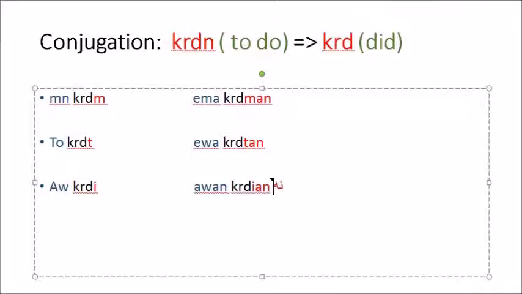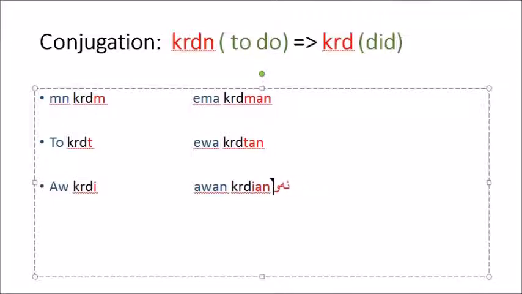Au kirdi. Actually, I can just say kirdi. In all of these conjugated phrases, you can omit the blue ones. Okay, awan kirdian.